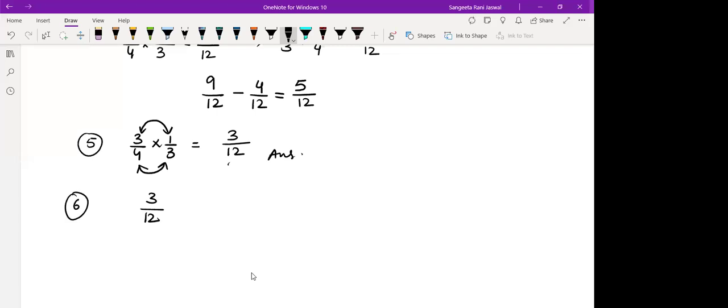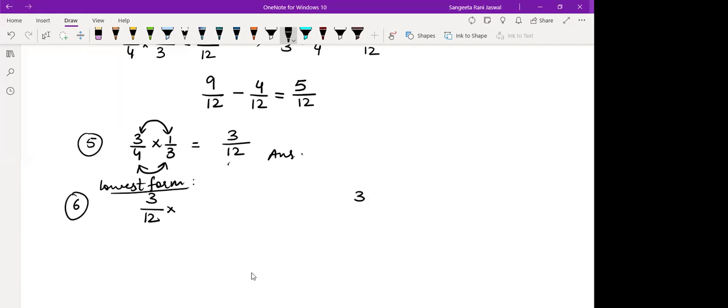Divide by 3. Lowest form means when you have no common number between them. Why do we divide by 3? From where did we get that 3? 3 is the HCF of 3 and 12.